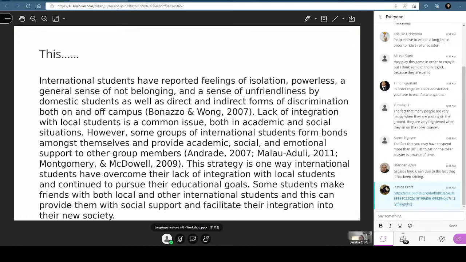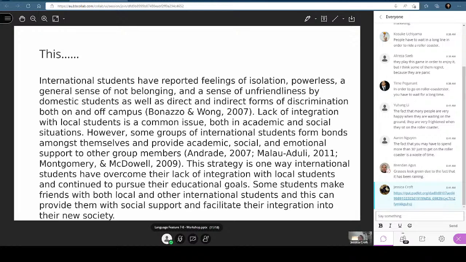So international students have reported feelings of isolation, powerlessness, and a general sense of not belonging, and a sense of unfriendliness by domestic students, as well as direct and indirect forms of discrimination, both on campus and off campus. It's a long sentence. Lack of integration with local students is a common issue, both in academic and social situations.